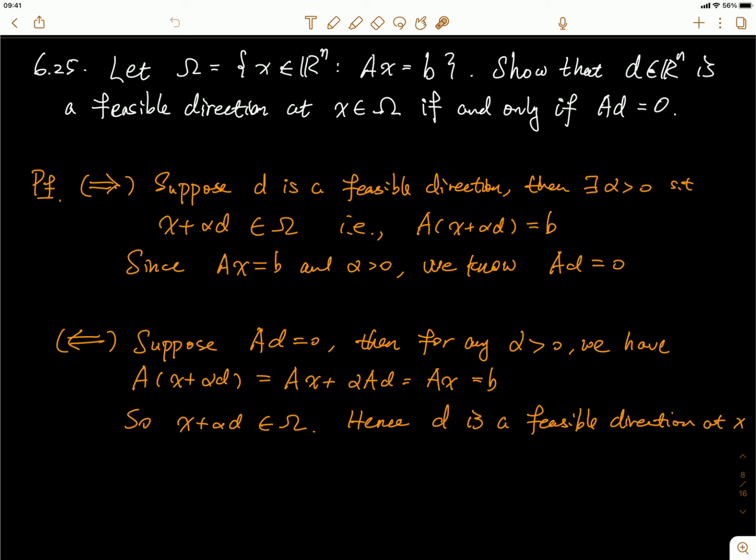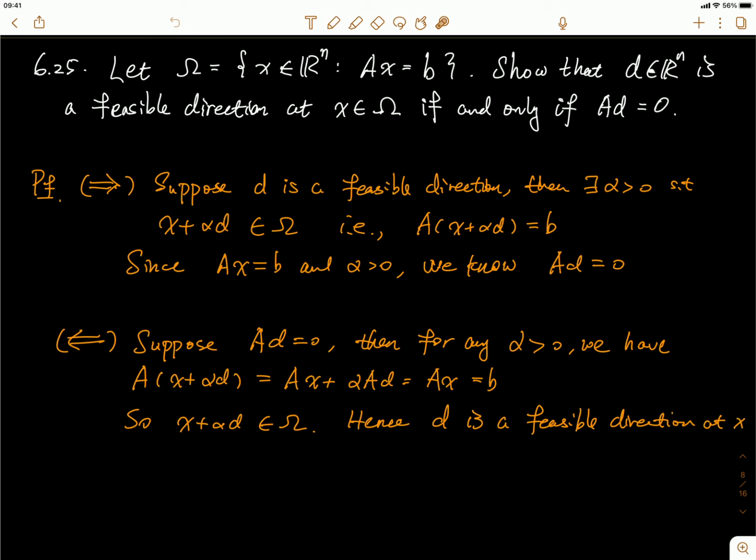Now because x is in omega, Ax equals b. So this part is already equal to b, so that just means A times alpha d is equal to 0. Because alpha is a positive number, the only possibility is that Ad equals 0. Okay, and that implies this second statement.